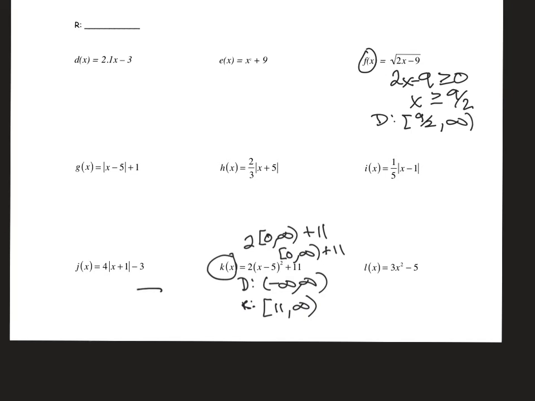Now my range here, well, the smallest that I can take a square root of is 0. You're never going to get a negative out of a square root. So my range is going to be 0 to infinity. All right, let's go to this next page here.